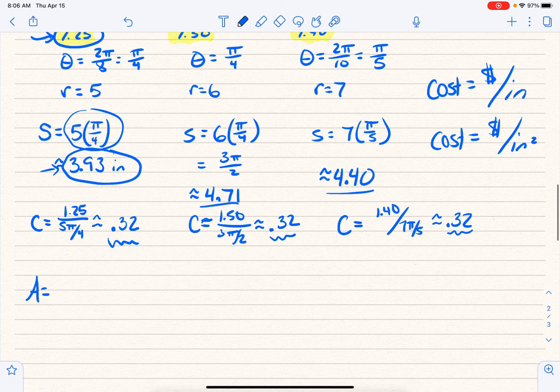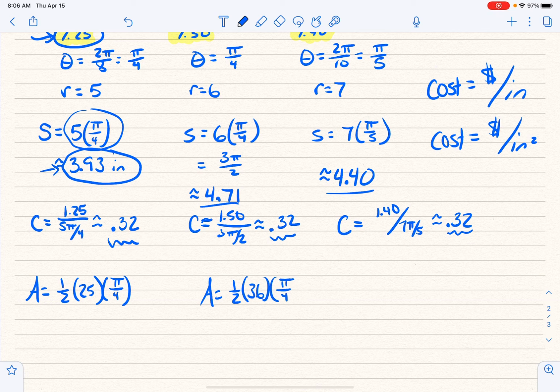So we say 1/2 radius squared. For this one, radius squared is going to be 25 times theta, pi over 4. Next one, area is going to be 1/2. Radius is 6, so we put 36 times pi over 4. And last one, the area is equal to 1/2. Theta for this one is 7. No, I got to go to radius. Radius is 7. Square that, and I get 49. And then theta is 7 pi over 5.